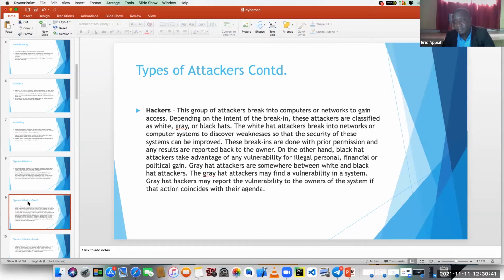So with the black hats, those are the ones that will come into your systems. You will boot your Windows, it will not work. They will infect your files. Your files will be corrupted. They will steal your data and all that. Those are the black hats. All right, so that is it. Let me move to the next item.